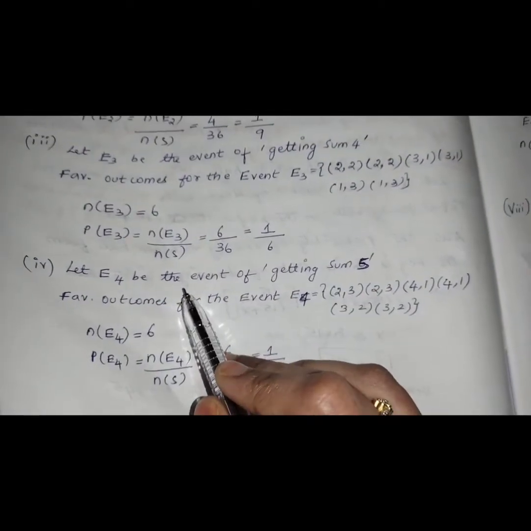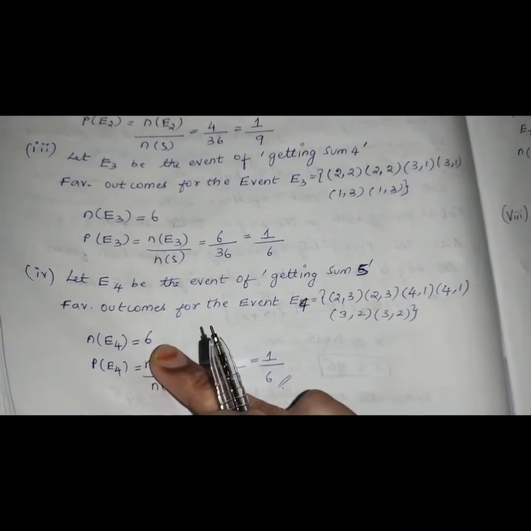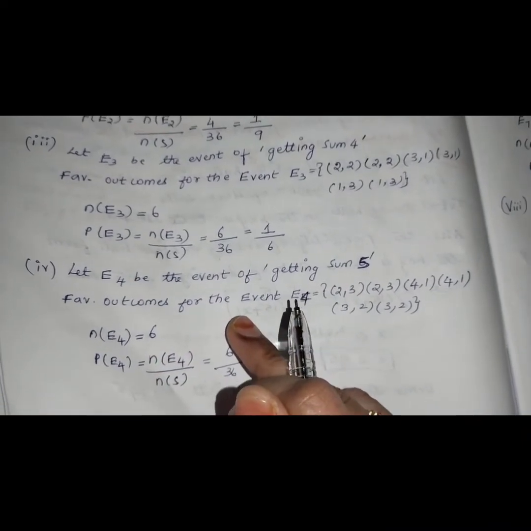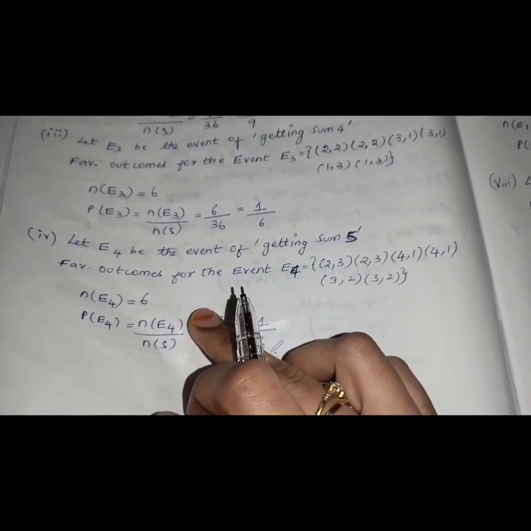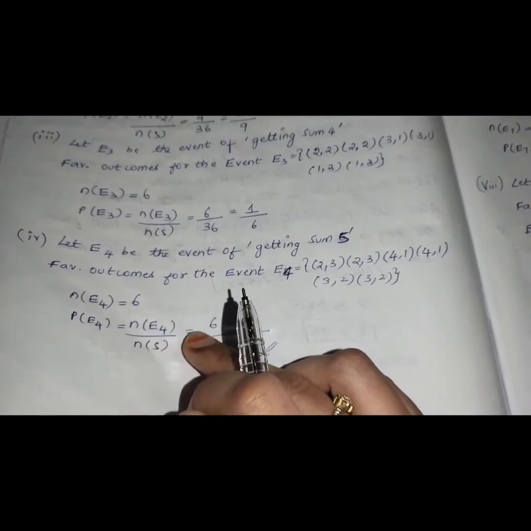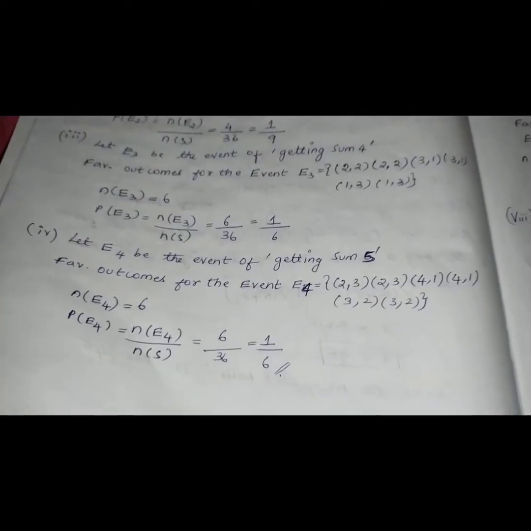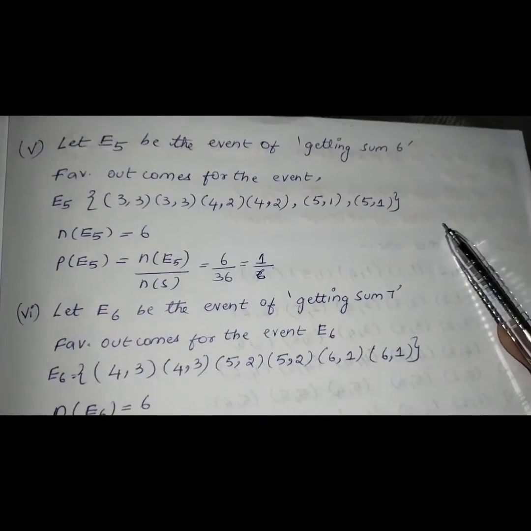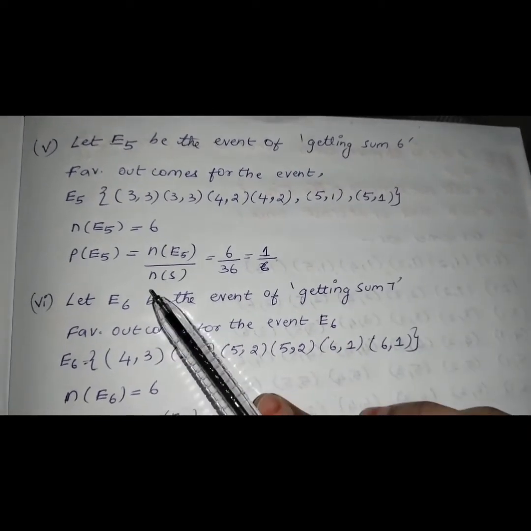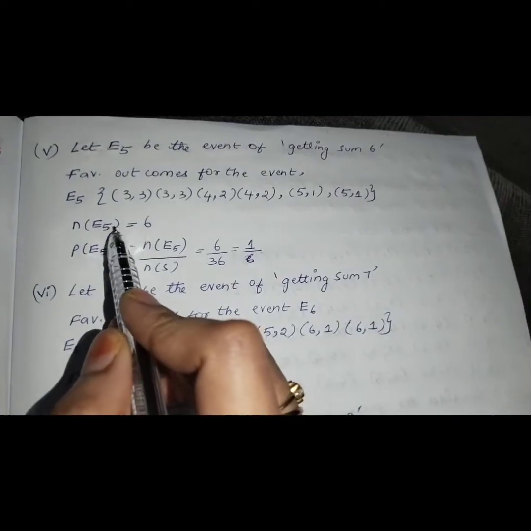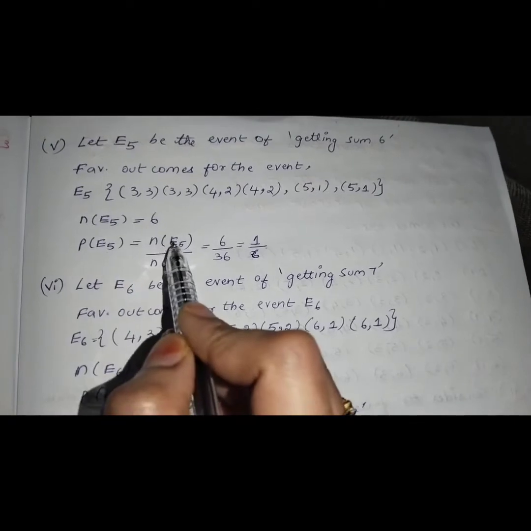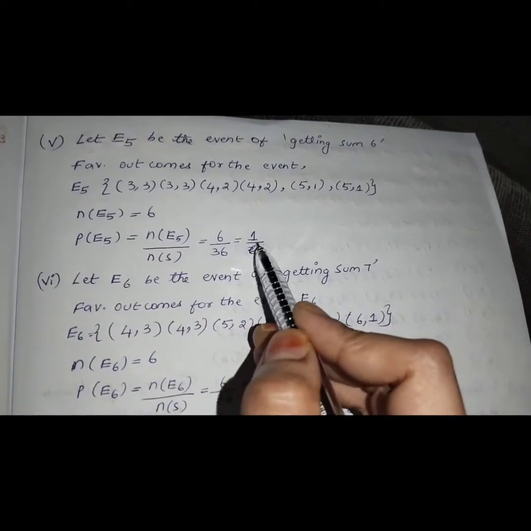Same way, E4 is getting sum 5. Sum 5, N of E4 is 6. P of E4 equal to N of E4 by N of S. N of E4 value is 6 by 36, 1 by 6. Fifth subdivision is getting sum 6. Getting sum 6 is E5. N of E5 is also 6. So P of E5 equal to N of E5 by N of S equal to 6 by 36 equal to 1 by 6. Next, sixth subdivision, getting sum 7.